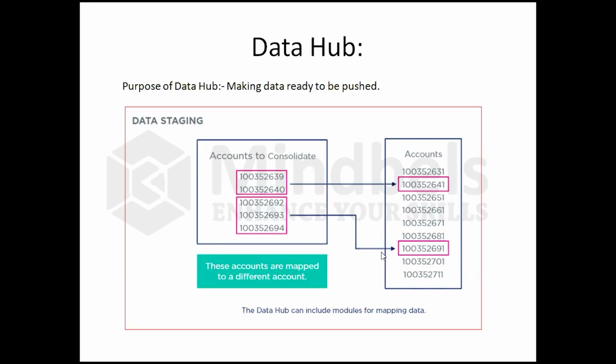Data staging: these accounts are mapped to a different account. The data hub can include modules for mapping data. So if you see here, in the data hub you can also do some manipulation. Suppose in the spoke model you want the planning requirement only for these two highlighted accounts.